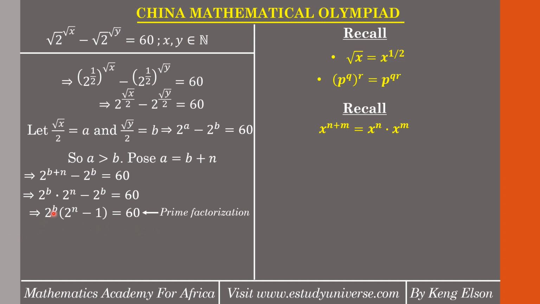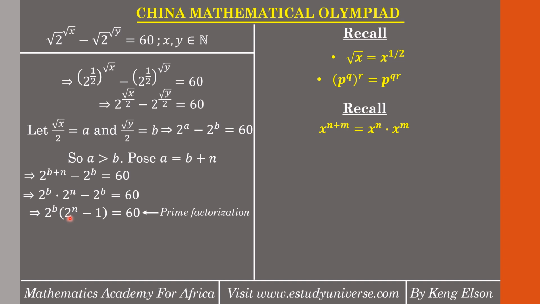2 to the power b is a number which is even, because 2 to the power b means that you have multiplied 2 with itself b times. 2 to the power 1, 2 to the power 2, you have multiplied 2 with itself 2 times. 2 to the power 3, you have multiplied 2 with itself 3 times. So 2 to the power b, definitely you have multiplied 2 with itself b times. And if you multiply 2 with itself b times, the result will be a multiple of 2. And if the result is a multiple of 2, definitely it is even. So this guy here is even.